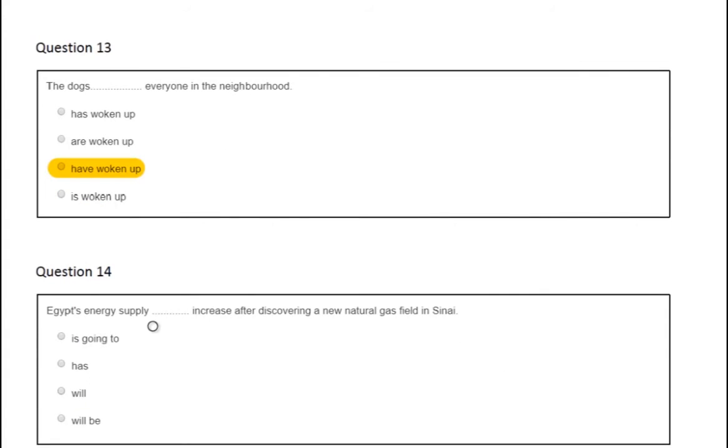Egypt's energy supply will increase after discovering a new natural gas field in Sinai, because you see here it is something certain in the future.